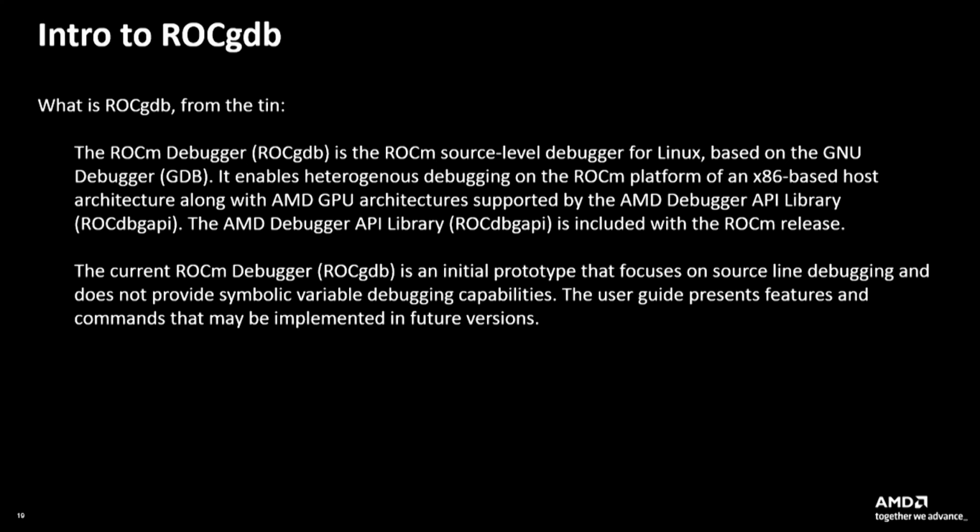I want to say that ROCm GDB is essentially GDB. So it's an initial prototype which focuses on source line debugging, however, it does not provide any symbolic variable debugging capabilities for now. So it has a lot of nice features, but there are just a few things that are missing. For example, if you really want to do some sort of symbolic debugging.